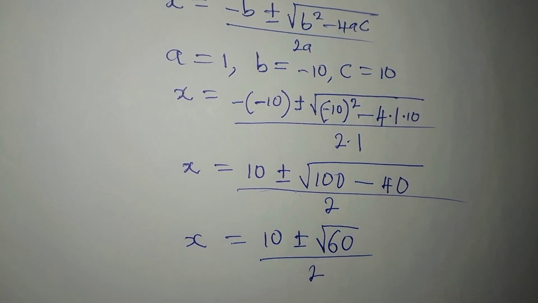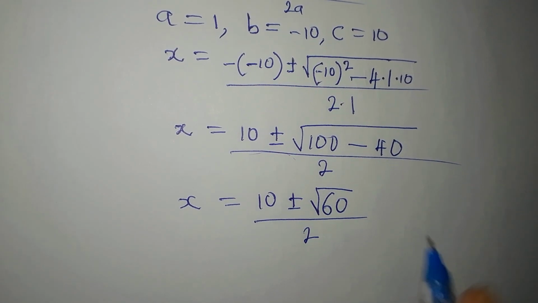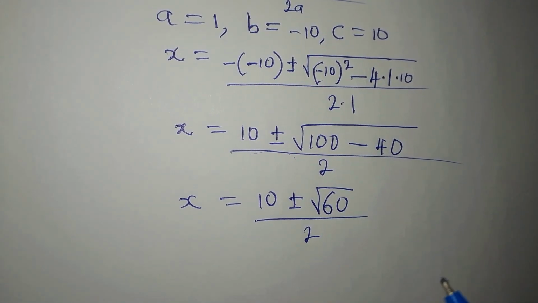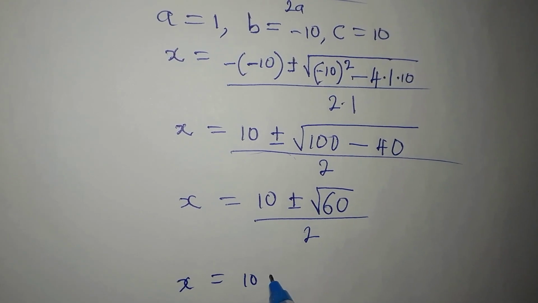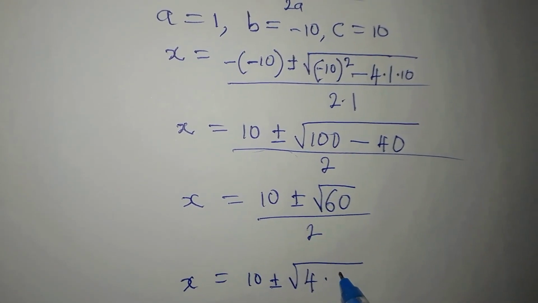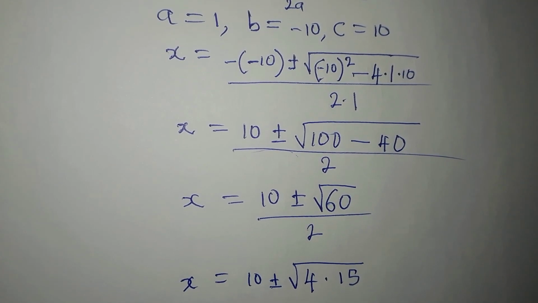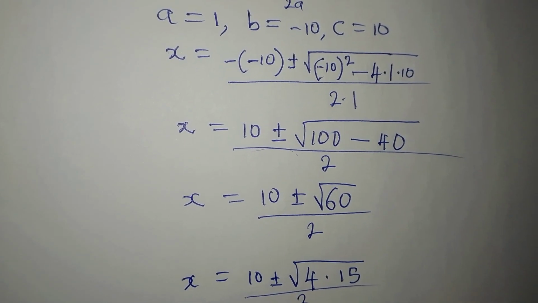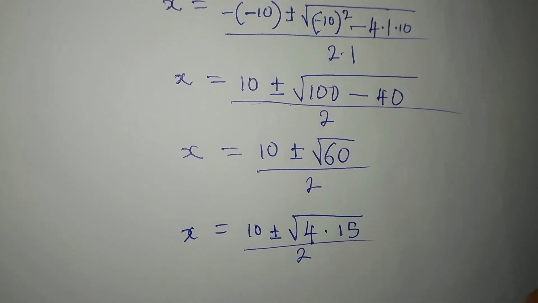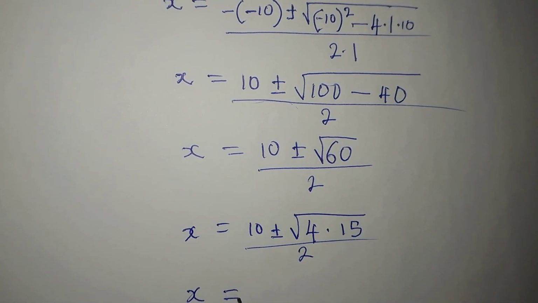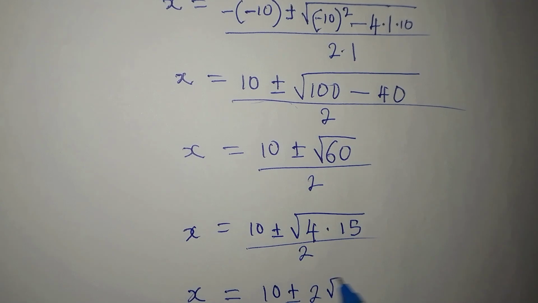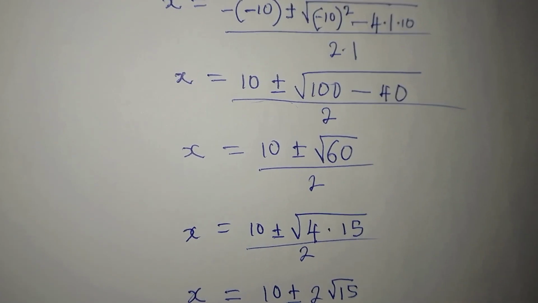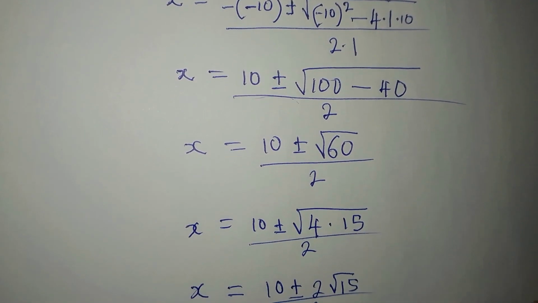The next thing we will do is to break the root into simpler form. x will now be 10 plus or minus the square root of 4 times 15. That will give us 60. Then we divide by 2. So if we continue, then x will be 10 plus or minus the square root of 4, which is 2. Then we have root 15. And we are dividing this by 2 as well.